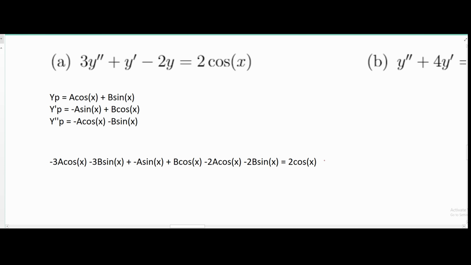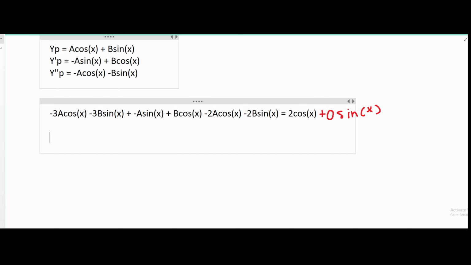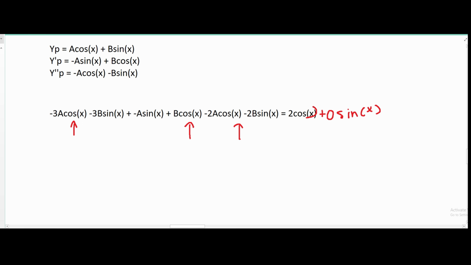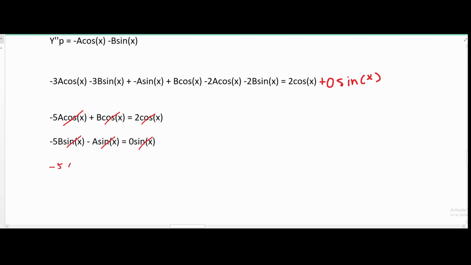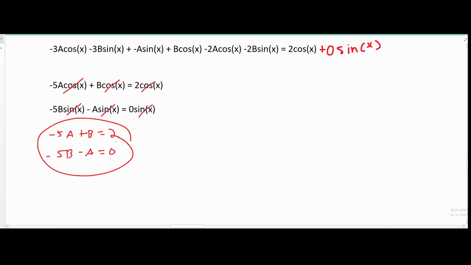Since we have sines, we can think of this equation as having a 0 sine of x. So what we're going to do is take our cosine values and set them equal to this value, and then take all of our sine values and set them equal to this value to find a and b. After we separate everything, this is what we're left with. We can get rid of the cosines and the sines, so we are just left with -5a plus b is equal to 2, and -5b minus a is equal to 0. Now we have to work with these to get our a and b values.